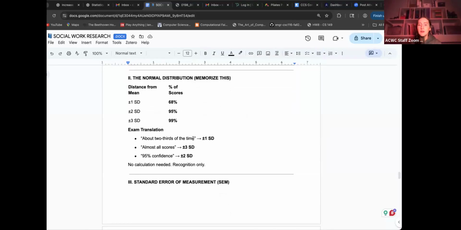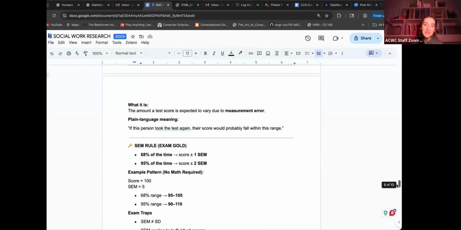This right here is really weird. I don't know why they do this, but I've seen them do it a lot. Instead of saying 68%, they'll say two-thirds of the time. If they do that, just know it's the same as one standard deviation, or 68%, okay? Almost all scores here, that's all three standard deviations. And then a 95% confidence. In other words, Dr. Pam's showing us they can word it different ways. Don't be thrown off if they don't say 68%. If they say two-thirds of the time, that's the same as 68%, okay?